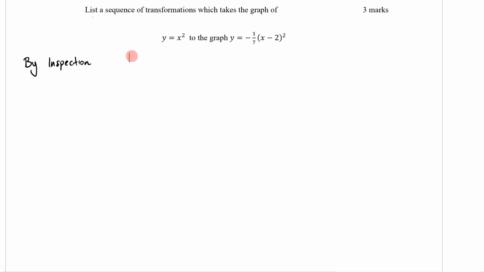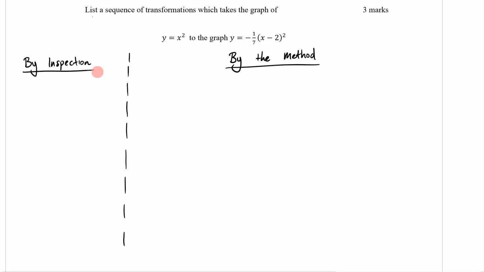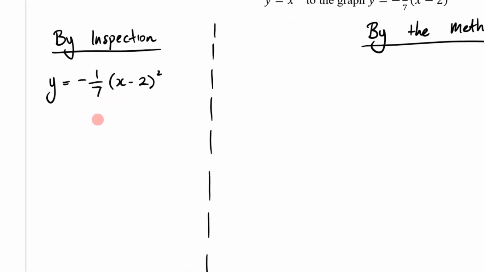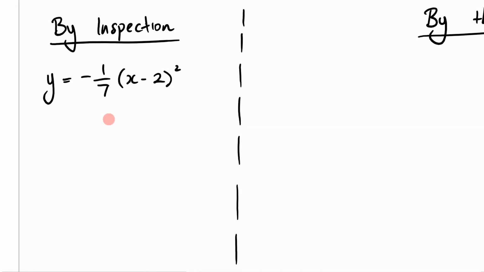And then the other way that we could do this is the longer way, but less prone to error, which is known as by the method. So let's talk about both of these ways now. So if you were to do this by inspection, what it really requires you to do is look at what you've been given here, -1/7 x minus 2 squared, and hopefully you can just kind of look at this and realize the transformations that are taking place.